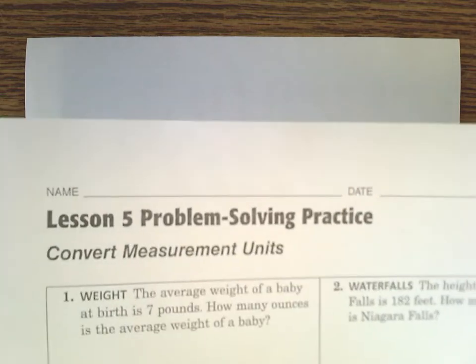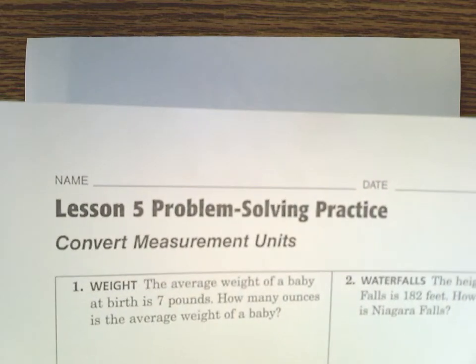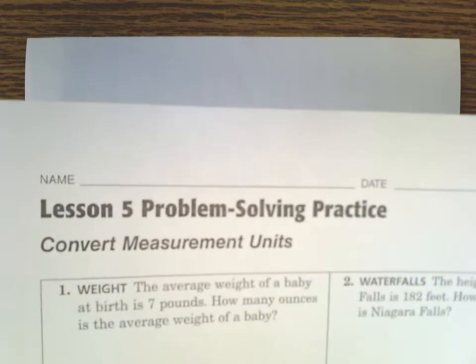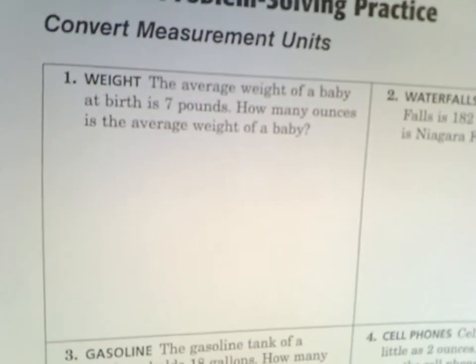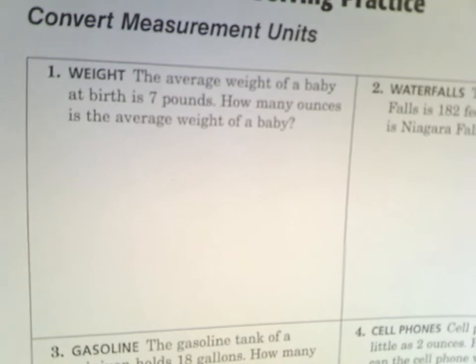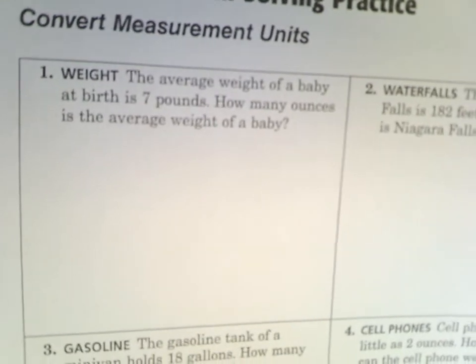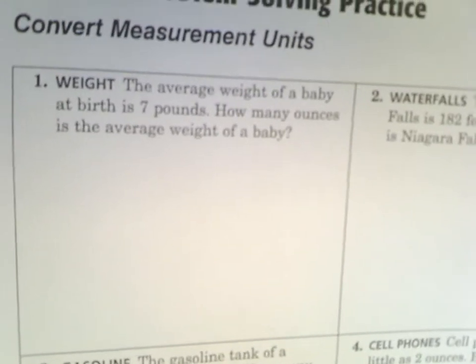Okay, so here are the solutions and answers for Lesson 5 Problem Solving Practice, Converting Measurement Units, that you have just worked on with your partners. We start with number 1. The average weight of a baby at birth is 7 pounds. How many ounces is the average weight of a baby?